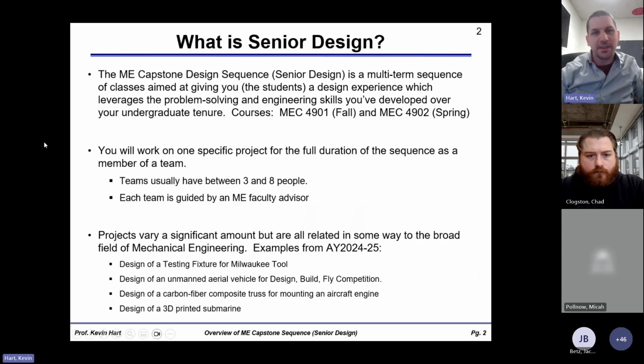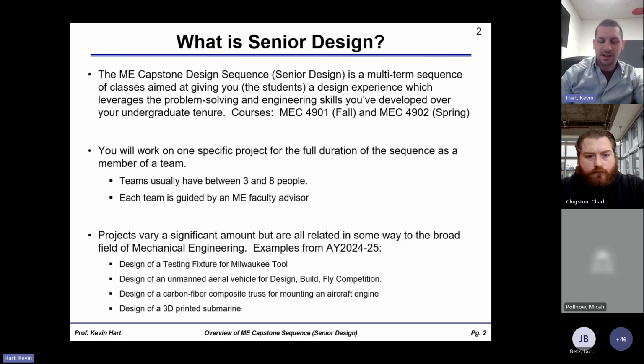First off, what is senior design? I think most people have a general understanding of what this is, but it's a year-long, two-semester back-to-back sequence that you take, where you're going through a year-long project of some sort. There's a lot of different types of projects. We'll talk about that in just a second, but you will sign up for and take MEC 4901 in the fall and MEC 4902 in the spring. These are both 3-credit classes.